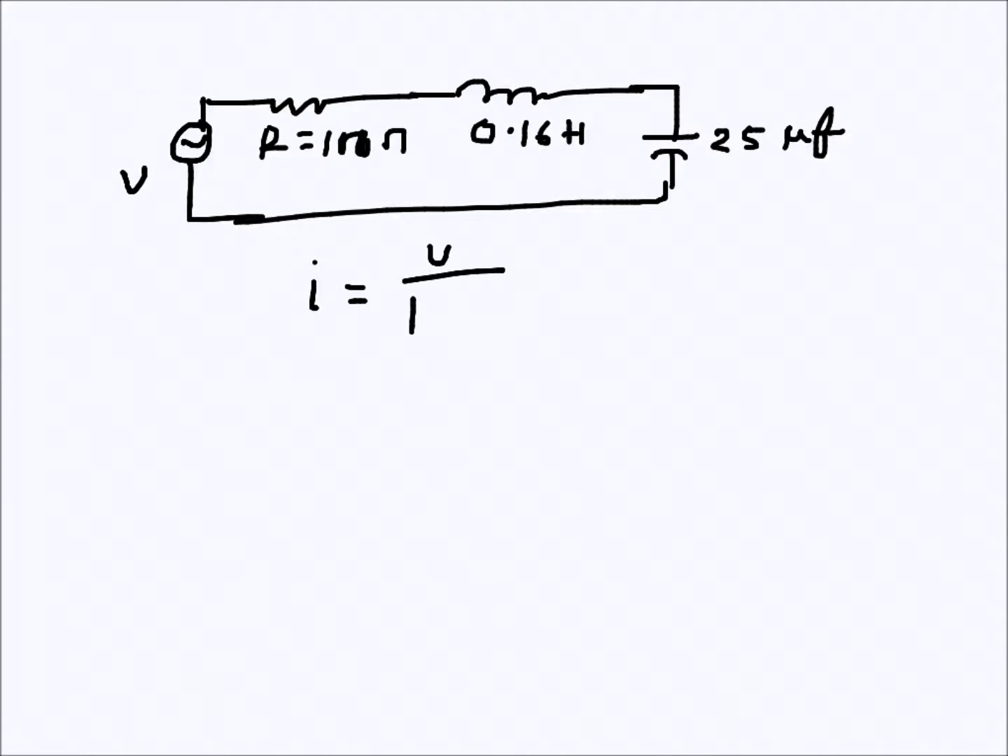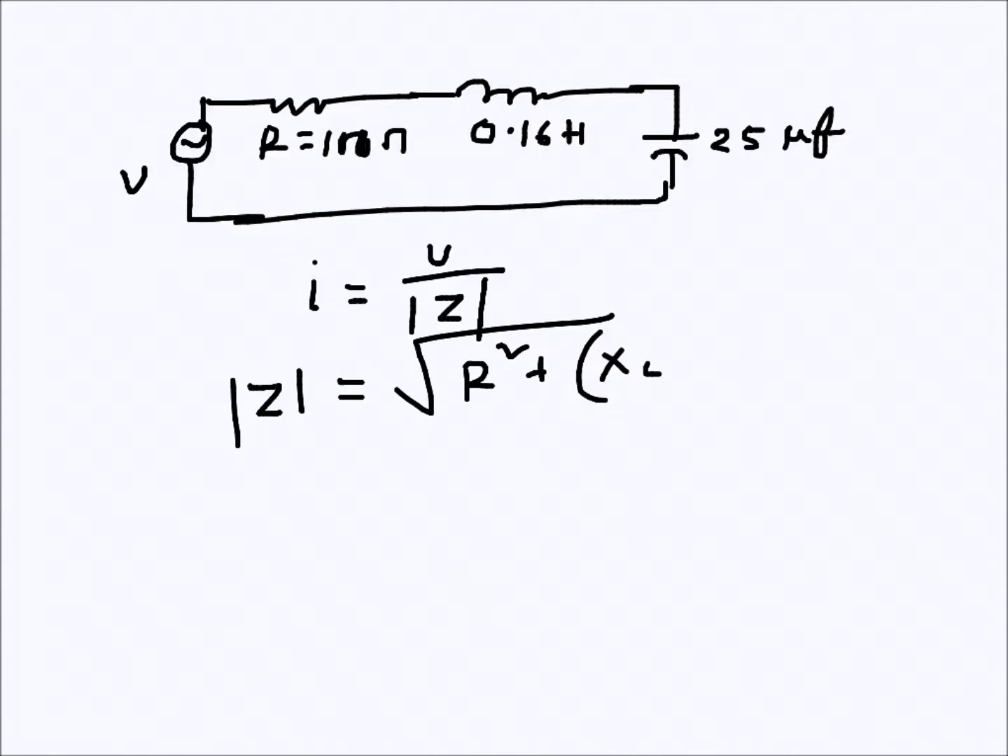voltage at that instant divided by the magnitude of the impedance. I'm just looking at the magnitude of current and magnitude of voltage, and so magnitude of impedance, let's forget the angle because we are just looking at the magnitude. So Z is given by, as we know, the square root of R square plus (XL minus XC) whole square.